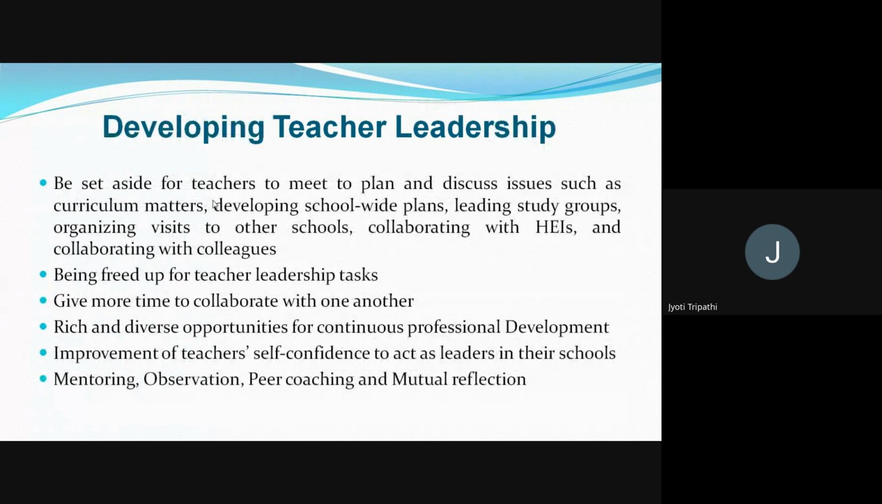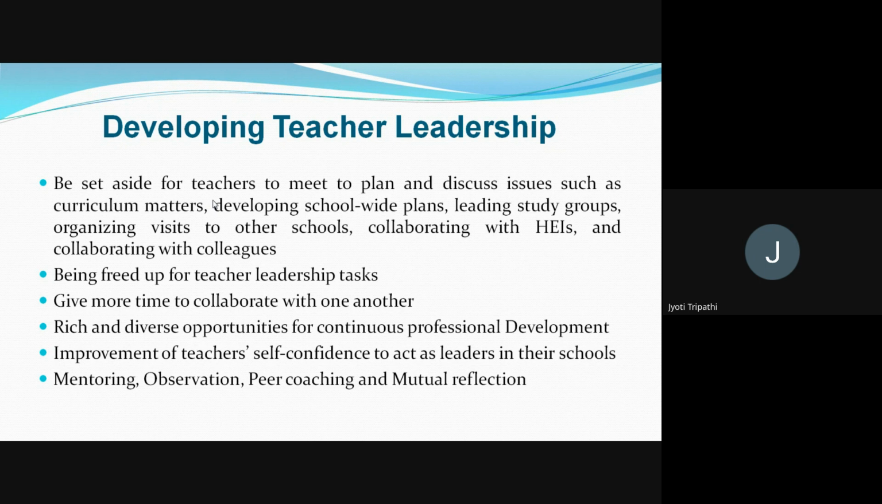Now, let's see how to develop teacher leadership. We have talked so much about teacher leadership, and now a very important area: how to develop that. The very first point is time set aside for teachers to meet, to plan, and discuss issues such as curriculum matters and developing school-wide plans. A teacher leader doesn't sit alone and doesn't keep himself alienated. He sits with other colleagues of the school or organization and works on different areas like curriculum matters, lesson plans or school-wide plans, leading study groups, and something related to higher education.